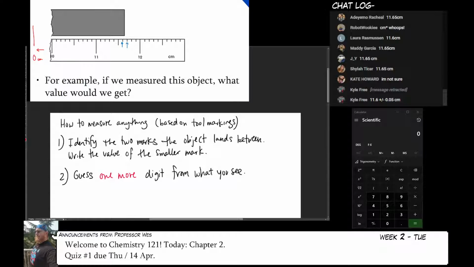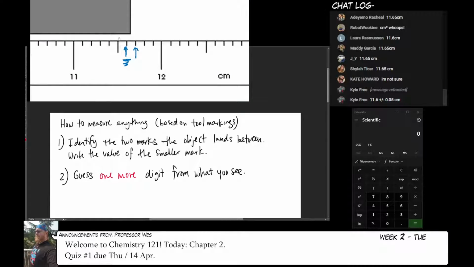So step 1 says identify the 2 marks, so we did that. We're going to write the value of the smaller mark. So what is this mark's value? It would be this, 11.6 centimeters. So that's step one. I've written the value of the smaller mark that has bounded this object. And then step two is to guess one more digit based on what you see. So I'm going to zoom in.